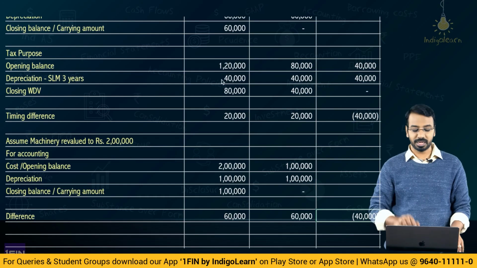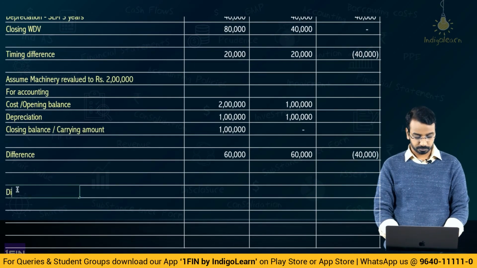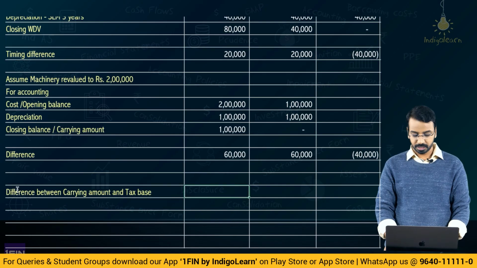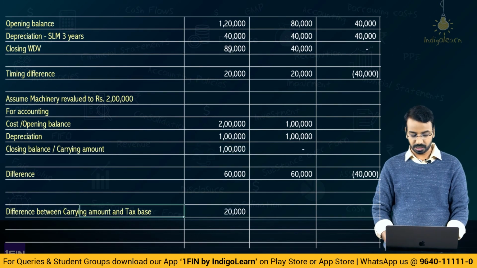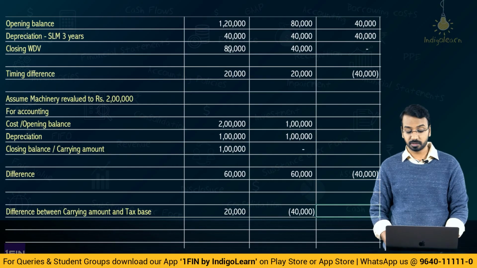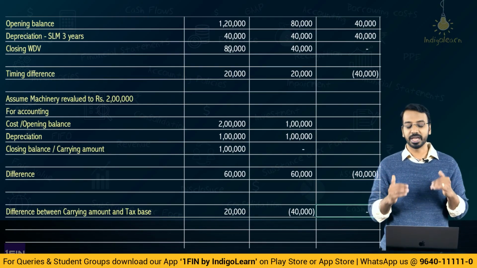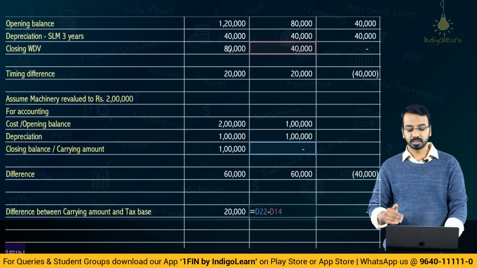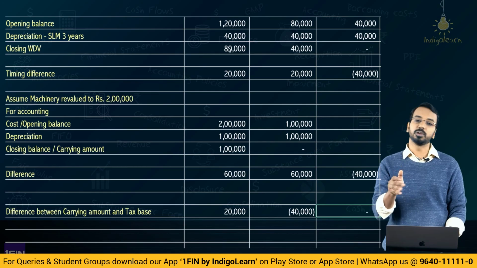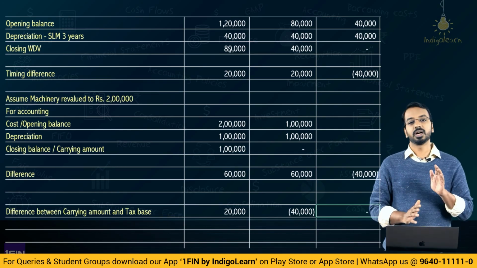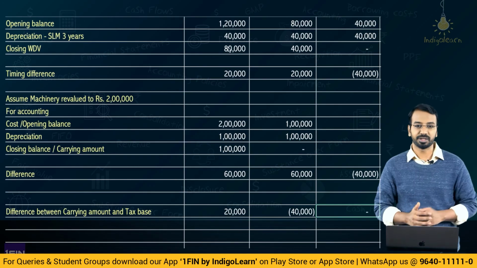See, the difference between the asset balance, the difference between carrying amount and tax base. If you see, carrying amount is 1 lakh minus tax base is 80,000. So, 20,000 is here. For next year it is 40,000 of difference and the third year it is 0 difference. Okay. So, the differences will be there, but ultimately the net difference at the end of the life of that asset will be 0. Okay. So, that is the difference between a timing difference and a temporary difference.